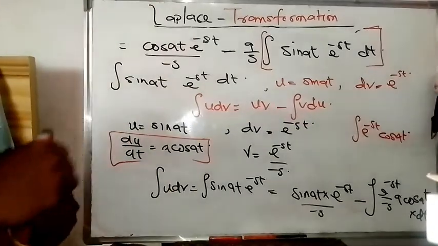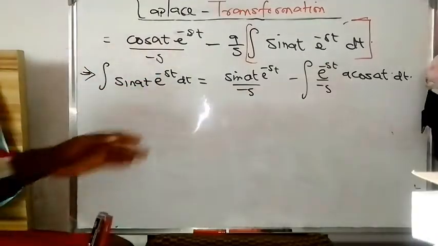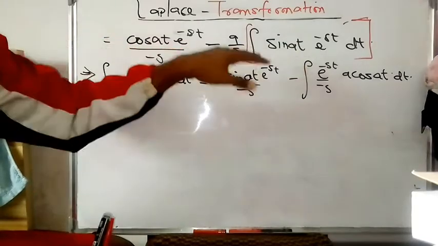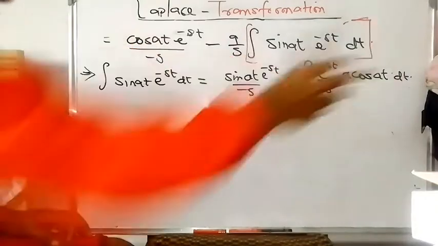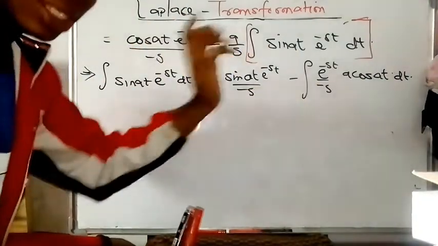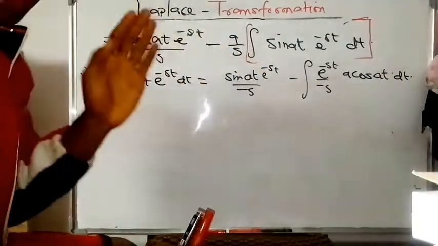So now let's go on. Okay, so where we stopped last, we've successfully integrated sine at exponential minus st dt, right? And now this is what we got. But we are still having another integral sign here. Now I want you to look at it, there is a pattern.